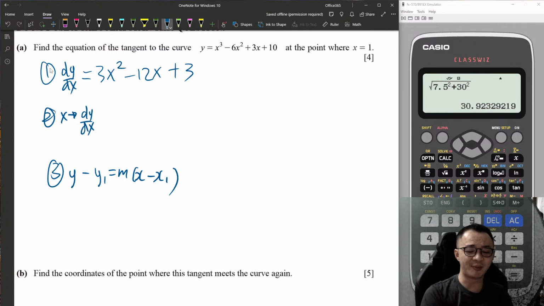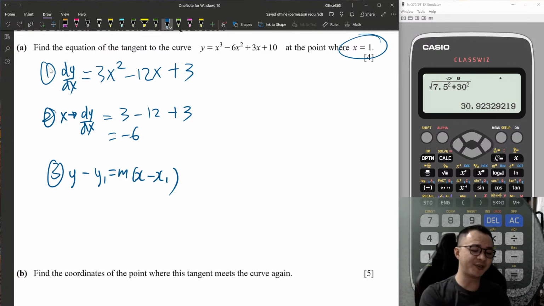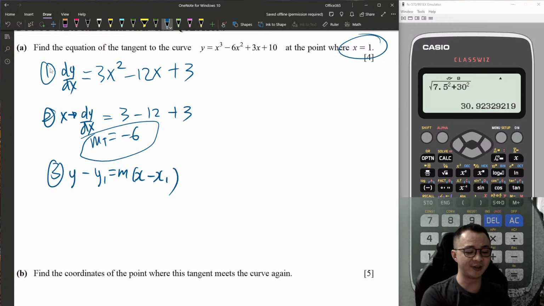Alright, so then I will sub my x value into it, which is 3 minus 12 plus 3. So it's negative 6. Okay, so negative 6 is the gradient of tangent. After you sub the x value into dy/dx, you are getting the gradient of tangent.